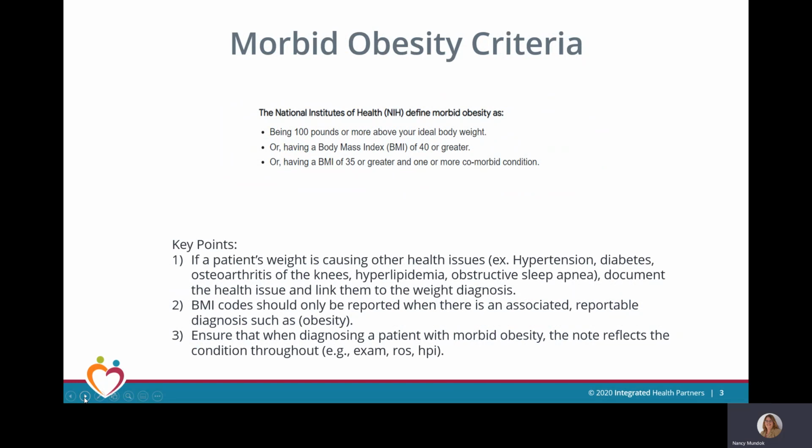The National Institute of Health defined morbid obesity as being 100 pounds or more above your ideal weight, or having a BMI of 40 or greater, or having a BMI of 35 or greater and one or more comorbid conditions. When a patient has a BMI between 35 to 39.9 and the provider documents morbid obesity, a clear link needs to be made between morbid obesity and the comorbidity. For documentation validation purposes, the note should also reference morbid obesity in the exam, review of systems, or HPI, and include a treatment plan for weight loss.